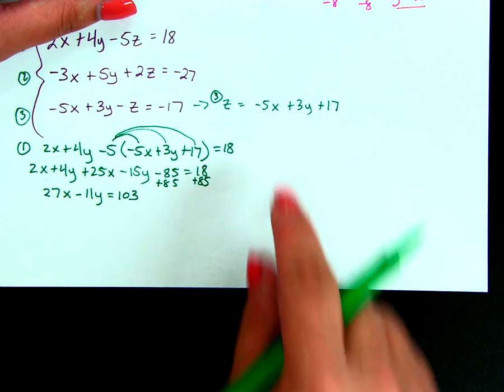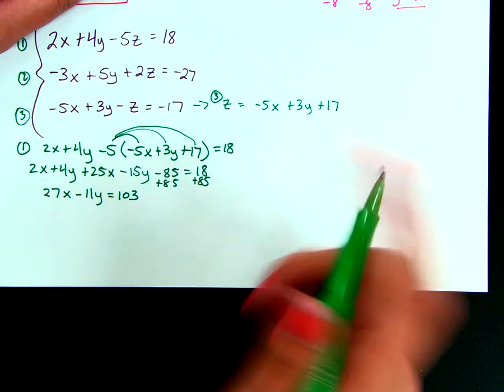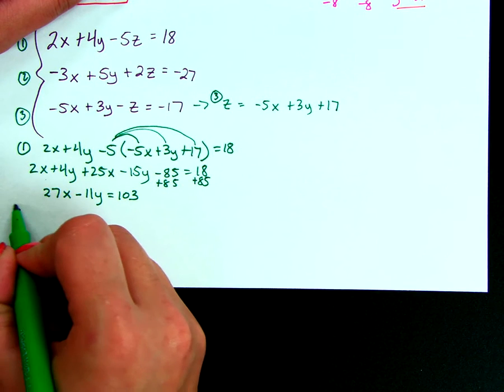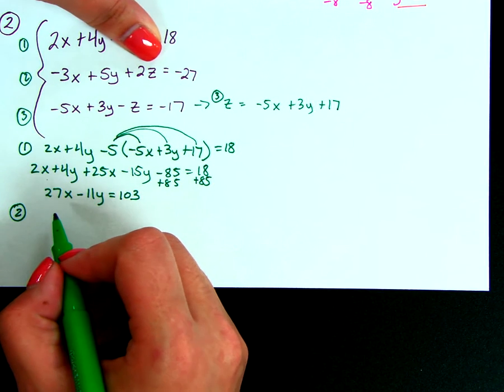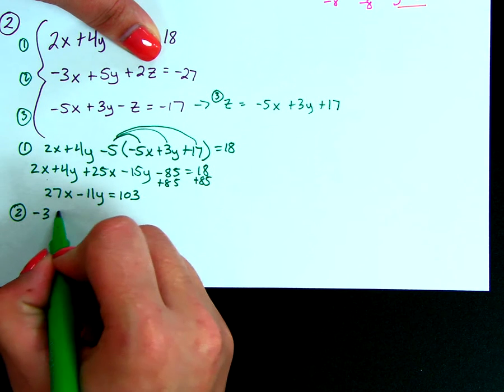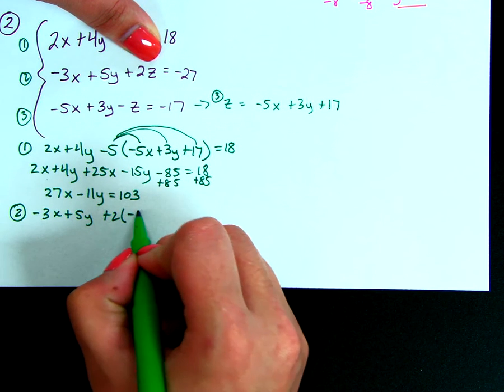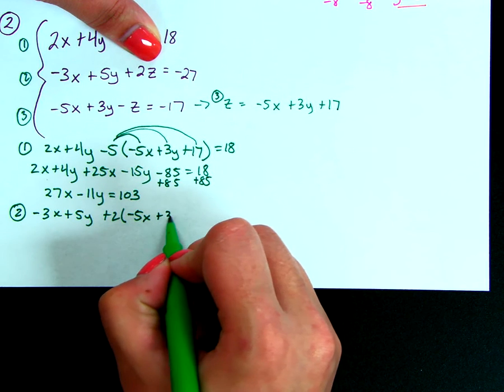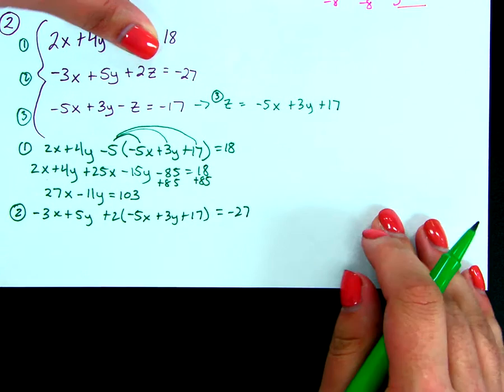So now we're going to take the one that we solved, substitute it into the second equation for z, and then we're going to simplify. So again, we're going to replace z in the second equation this time. So negative 3x plus 5y plus 2 times the quantity of negative 5x plus 3y plus 17 equals negative 27.